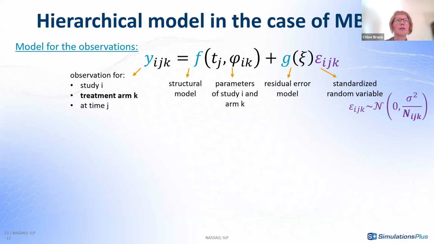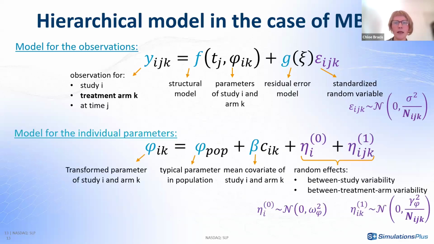And so here I have my observation, which is for my study, my treatment arm, and at my time j. And so again, I have that made up of my structural model and my residual error model. In my structural model, I have my parameters that can vary per study and per treatment arm. You'll notice that now in my residual error, I have my weighting, right, where I'm weighting my residual error by the number of individuals that I have in my treatment arm. And so now if we look at the individual parameters, I have my typical parameter for the entire population.